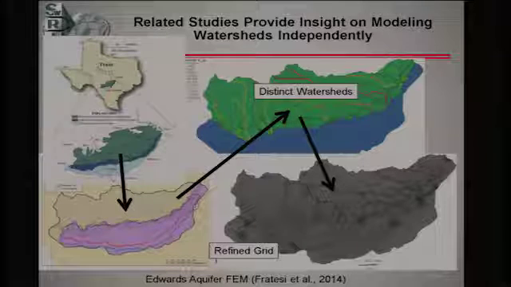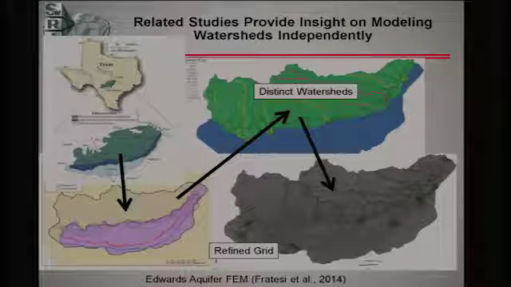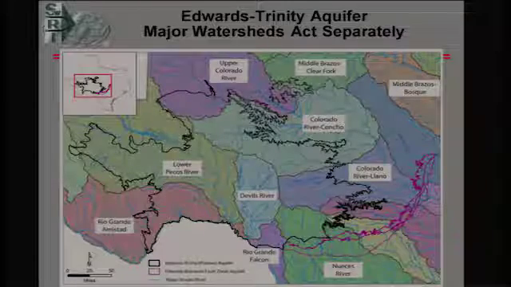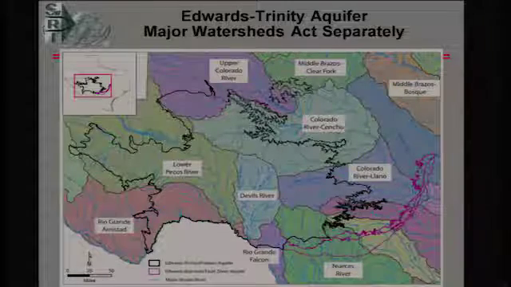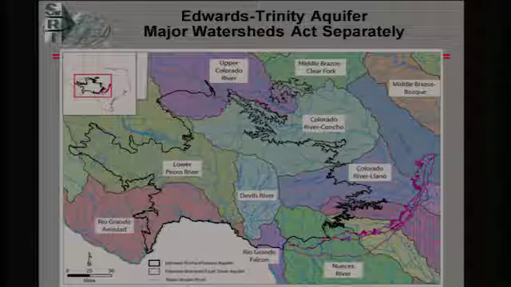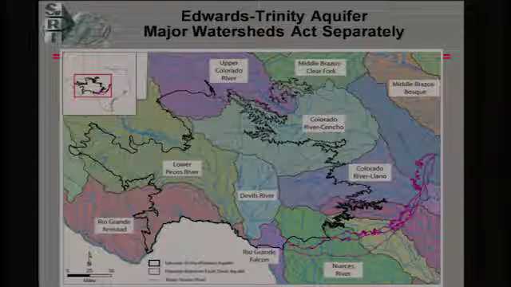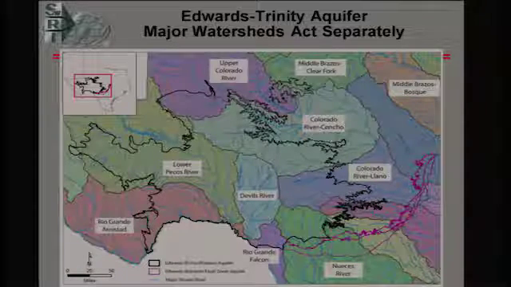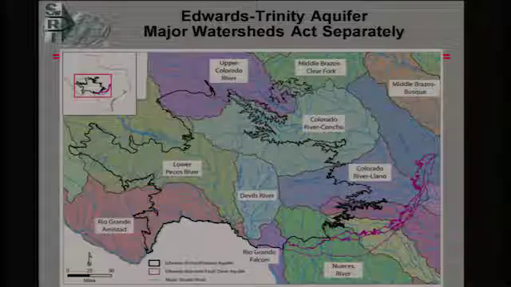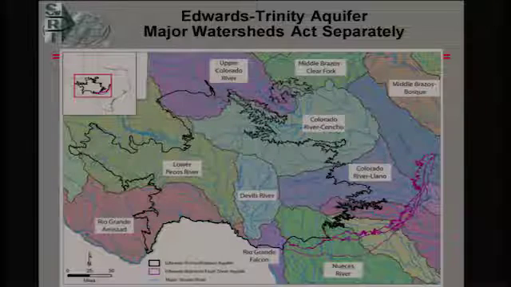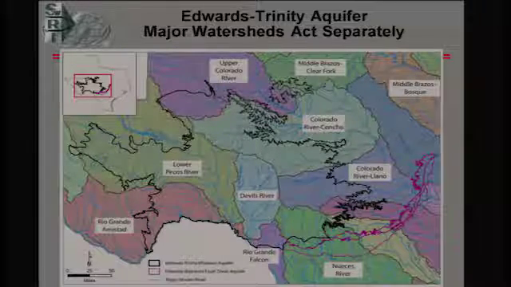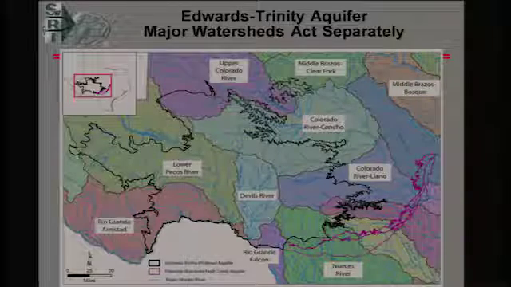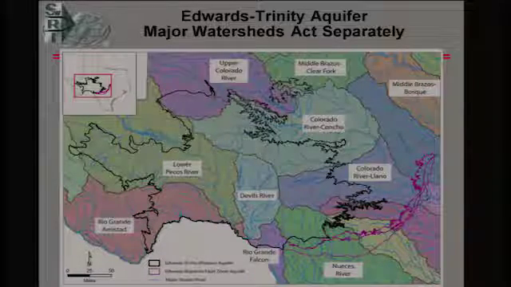So we took this understanding when we addressed the issue out in the Edwards Plateau. This is a map that shows the watersheds that make up the Edwards Plateau. A number of these watersheds have their headwaters right up in this central area. So I'm going to focus on the Devils River, right in this area, and we're going to model that separately.